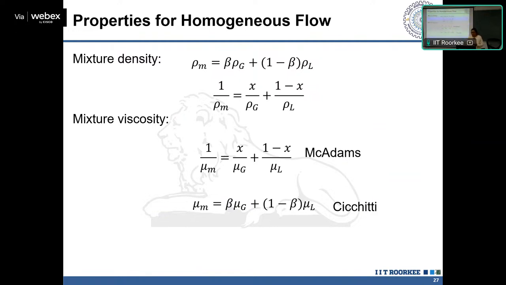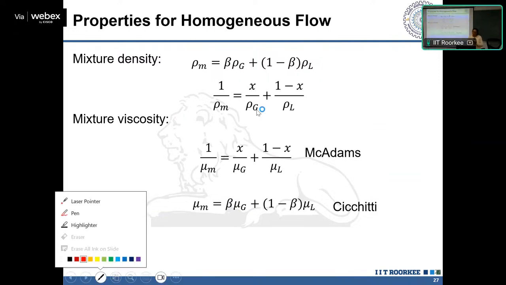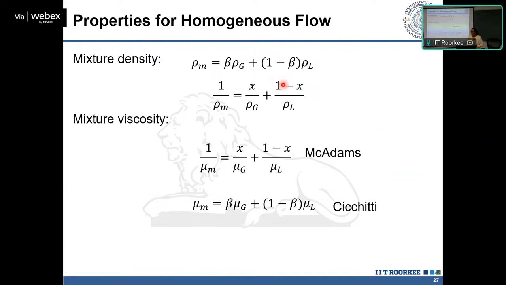So if you have both phases flowing without any phase change, you can go for this. But if you have gas, let's say vapor-liquid flow, where you started with liquid, and gradually as you move you are encountering the formation of vapor phase.